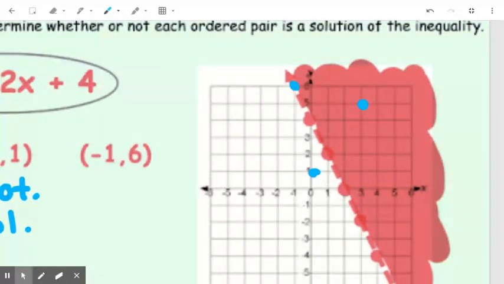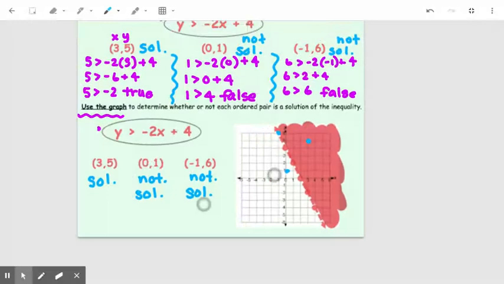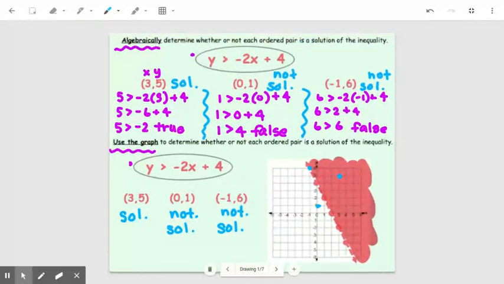And then -1, 6, if you notice, it's way up here. It's on the line, but that's a dotted line or a dashed line. On a dotted line is not a solution. If it was a solid line, it would be. Dotted line, it is not. So right there is how you graph linear inequalities.